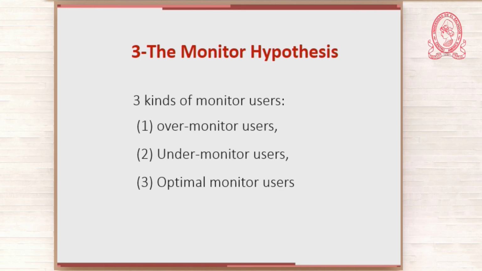The third one is optimal monitor users, or acquirers who manage to use the monitor only when it is appropriate. For example, when writing a speech or a letter.